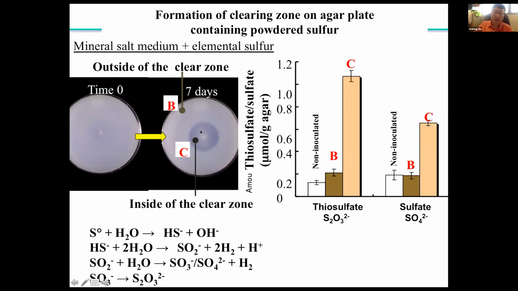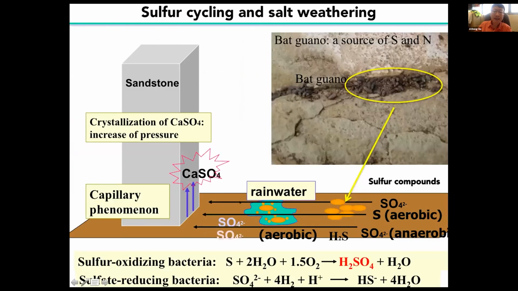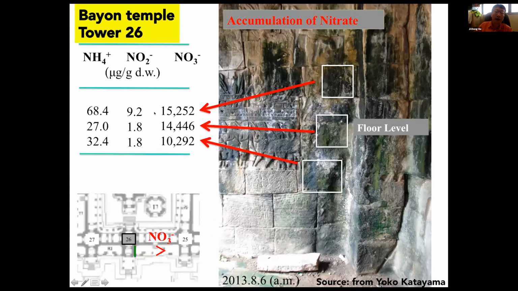And here is also an illustration in the laboratory condition. We can see that the microorganism can utilize the sulfur in the agar plate, causing a clearing zone. If we analyze what is over here, the C section, we found they are thiosulfate and sulfate. So those are the products from transformation of the sulfur put onto the agar plate. This is a complicated process, but I'm not going into it because of the time.